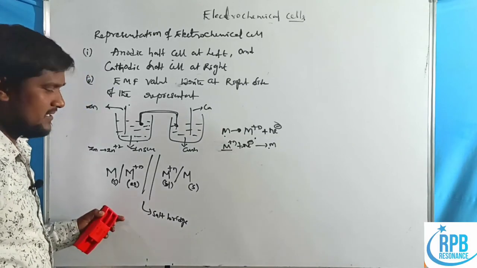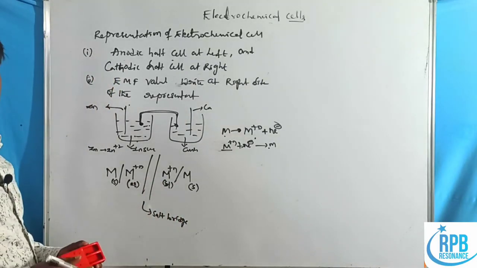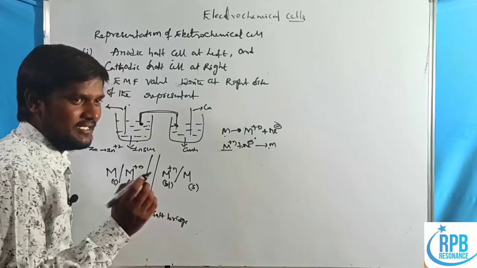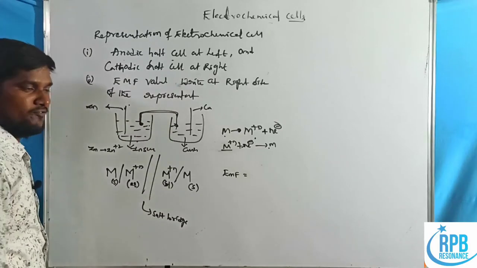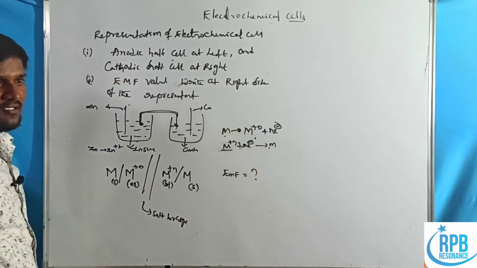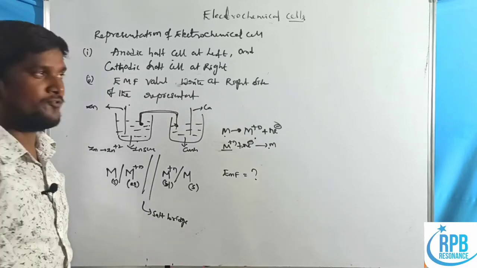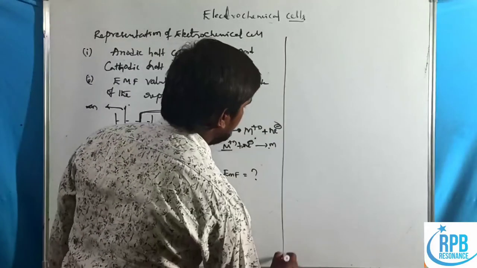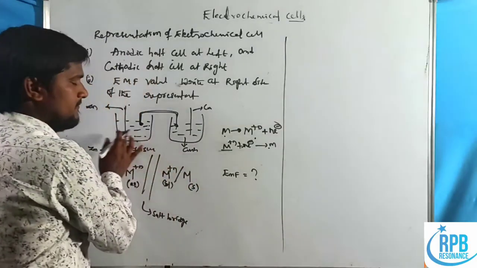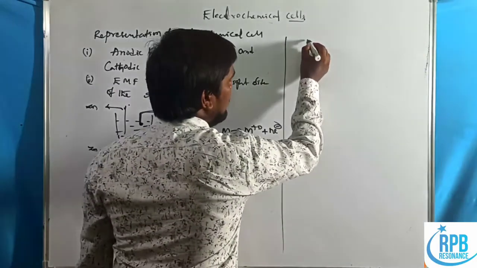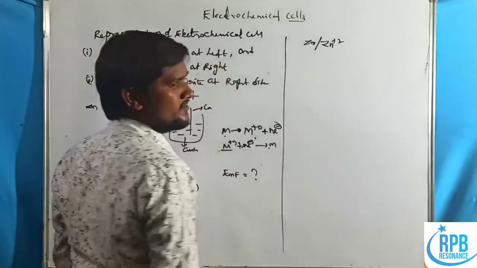Now with the help of this representation, we will represent the EMF value over here. EMF means electromotive force. We don't know the electromotive force yet. After getting these values, we will calculate the EMF value very soon. So our Daniel cell can be represented with the left hand side first, the anodic half cell. Anodic half cell means zinc converts into zinc plus 2. Anodic means oxidation.